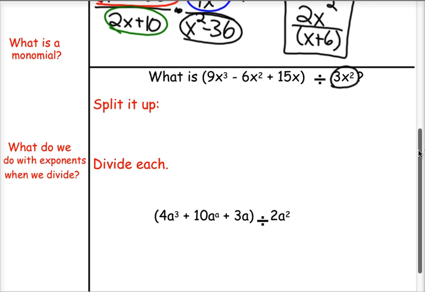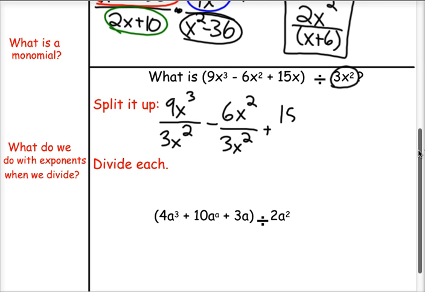And the cool thing is, these are actually relatively simple to do. All you have to do is split it up. What I mean by that is when you're dividing by a monomial, all you have to do is take every individual term and divide it by that monomial. So all you do is rewrite it in 3 separate pieces, because now you can simplify each piece individually.